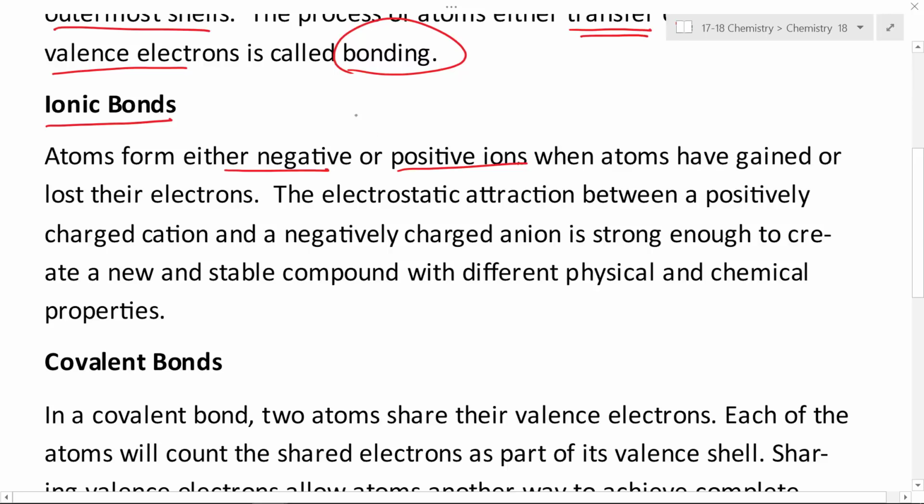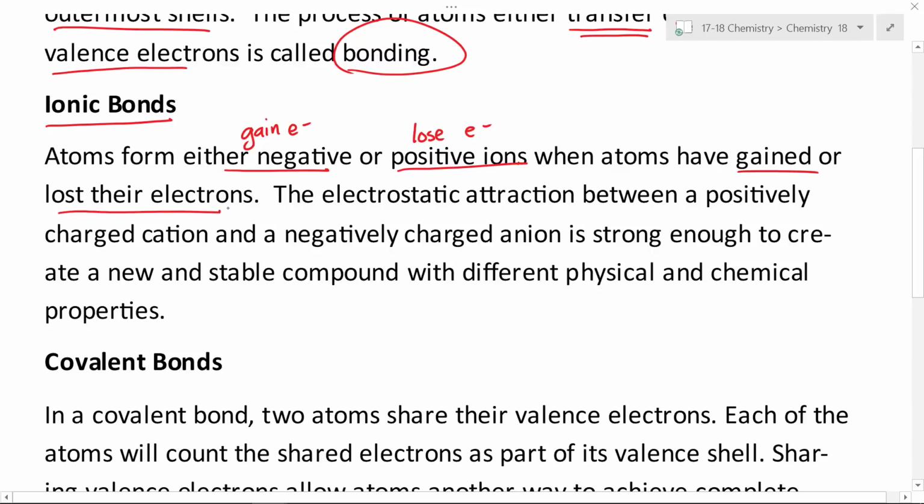Ionic bonds are basically atoms forming either negative or positive ions. Now, how does it form a negative ion? Well, it's going to gain electrons. The positive is when an atom is going to what? Lose electrons. So when atoms gain or lose electrons to form negative or positive ions, atoms have gained or lost their electrons.